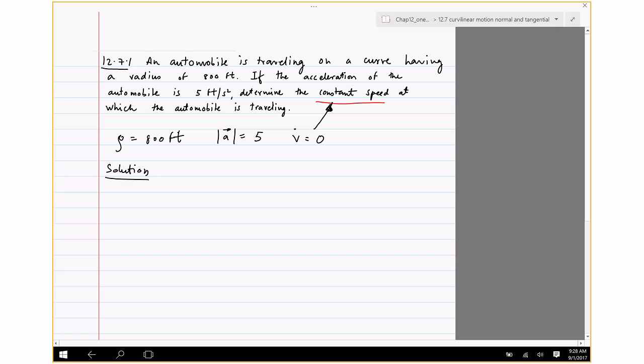So we need to find the velocity, right? But the rate of change of velocity is 0. That's what is given. Since we are told what the acceleration is, let me write the formula for acceleration in the tangential and normal coordinates. So a is at ut plus an un. At is v dot ut, plus an is v squared divided by rho un. I'm given that v dot is 0, so that goes away. So acceleration is simply v squared divided by rho times un. Now I am given the absolute value of acceleration, so the absolute value is simply v squared divided by rho.